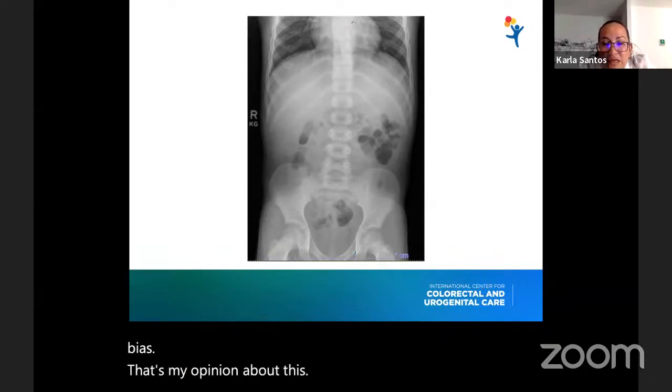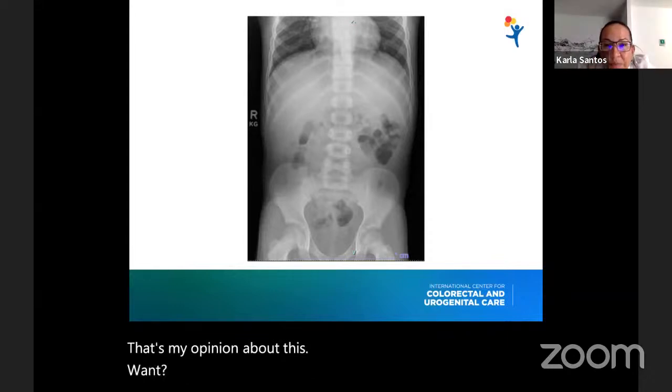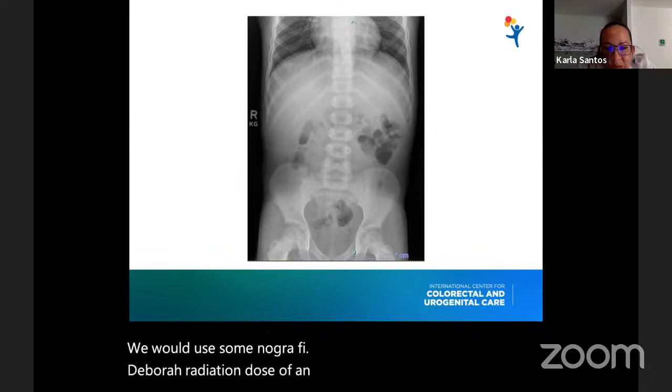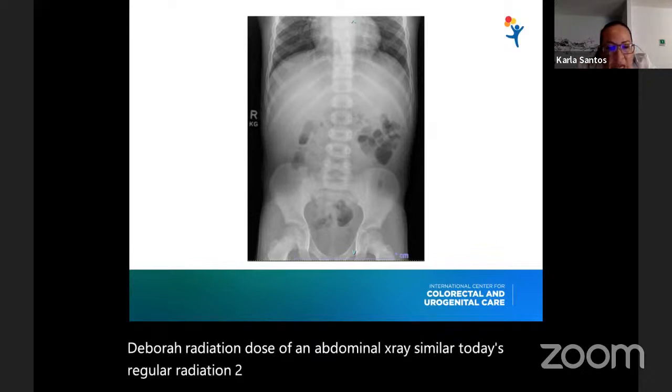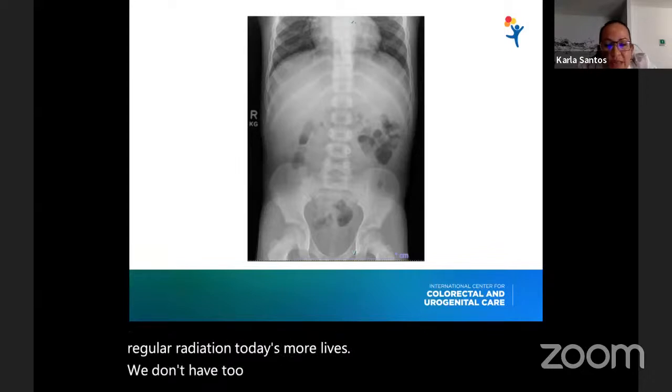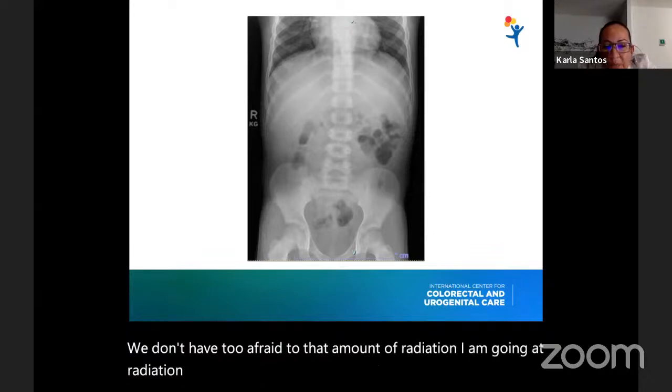I want to respond to one question. To avoid X-ray, we would use sonography. The radiation dose of an abdominal X-ray is similar to a few days of regular background radiation. We don't have to be afraid of that amount of radiation. I am doing a radiation job, that's why I am getting data.